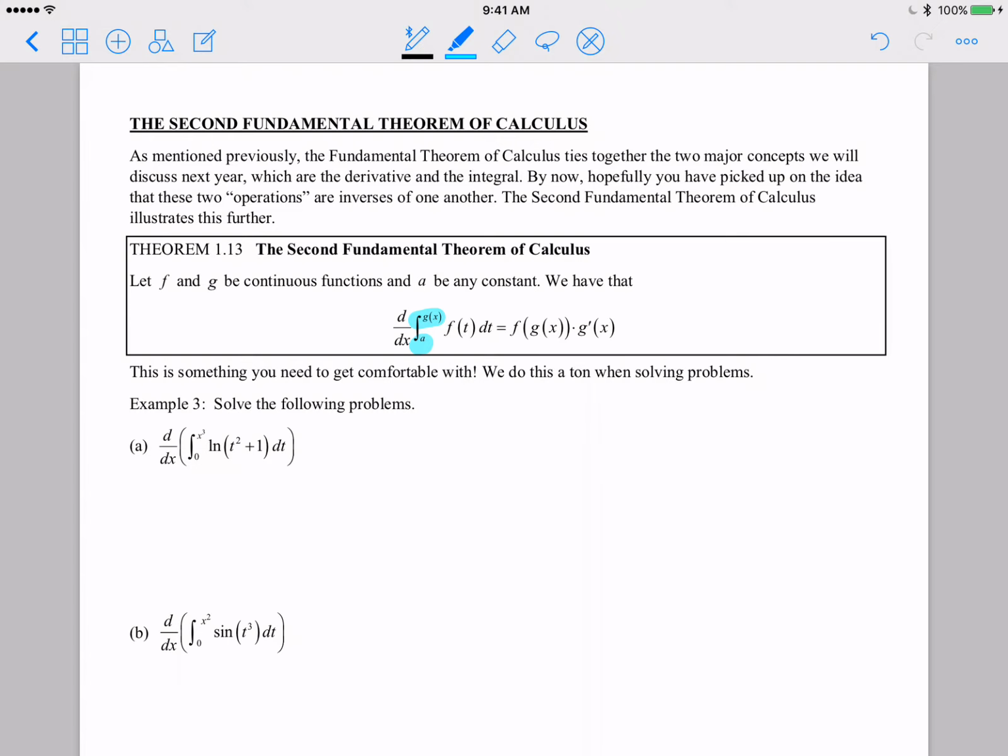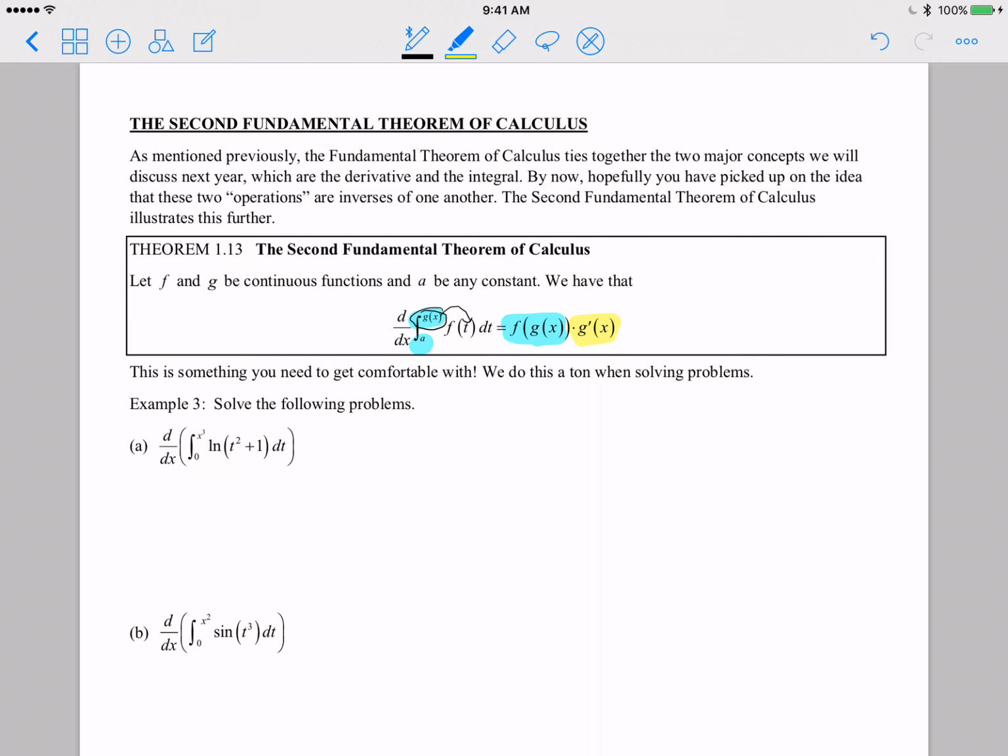In order to find the derivative, we take g of x, the upper bound, and substitute it into the function f of t. So that's this part of the answer, f of g of x. The g of x just went into f of x. And then we have to multiply by the derivative of the upper bound, and that's because of the chain rule.